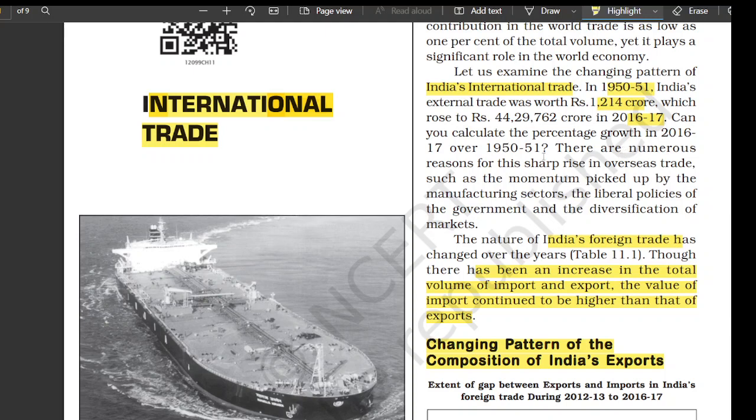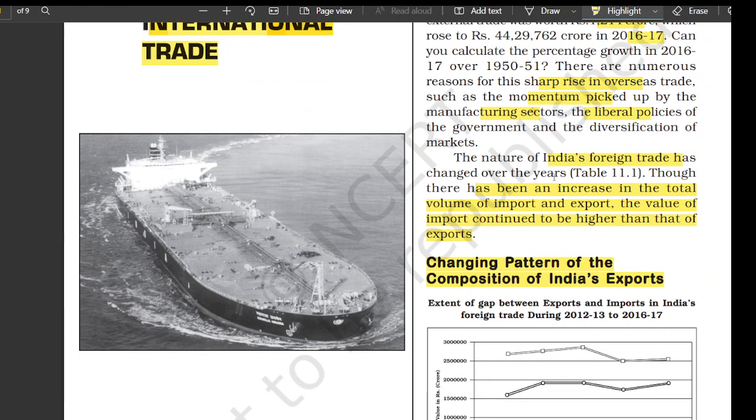There are numerous reasons for this sharp rise in overseas trade, such as momentum picked up by the manufacturing sectors, the liberal policies of the government, and the diversification of markets. The nature of India's foreign trade has changed over years. Though there has been an increase in the total volume of import and export, the value of import continued to be higher than that of exports.